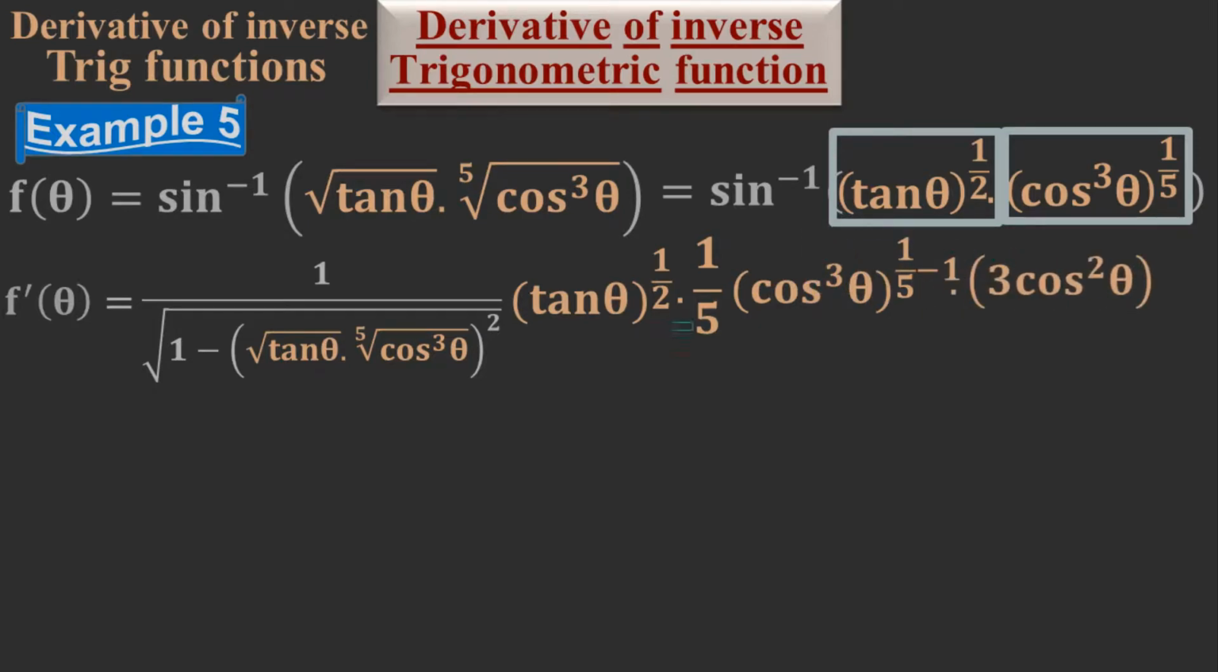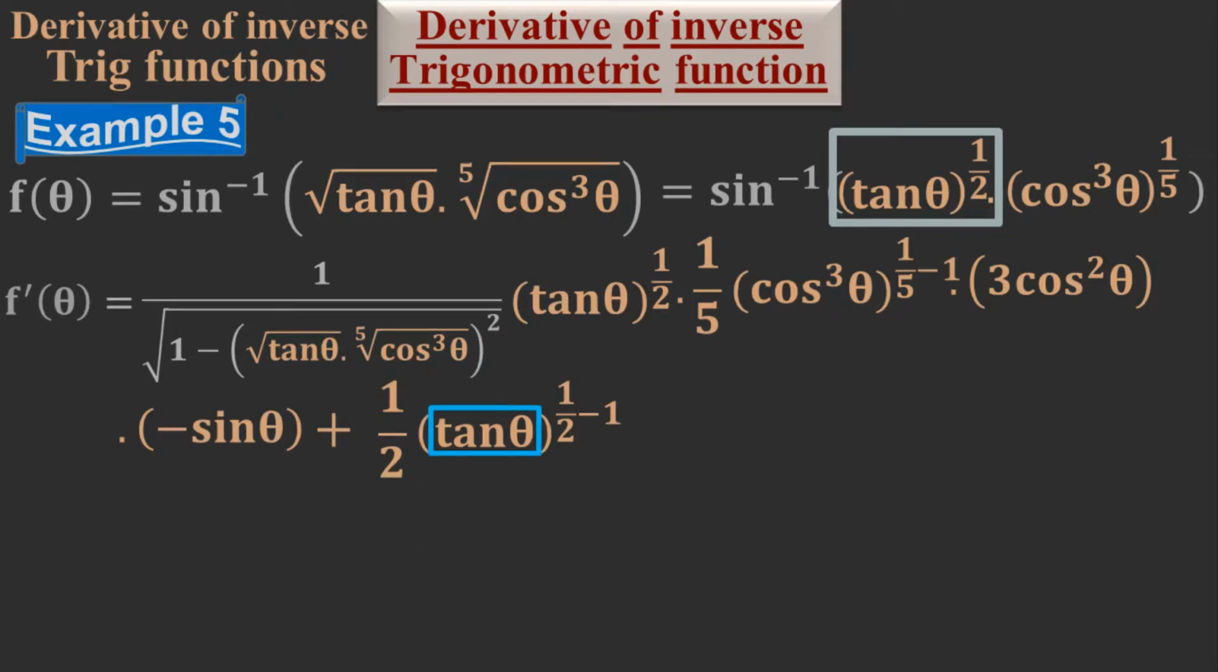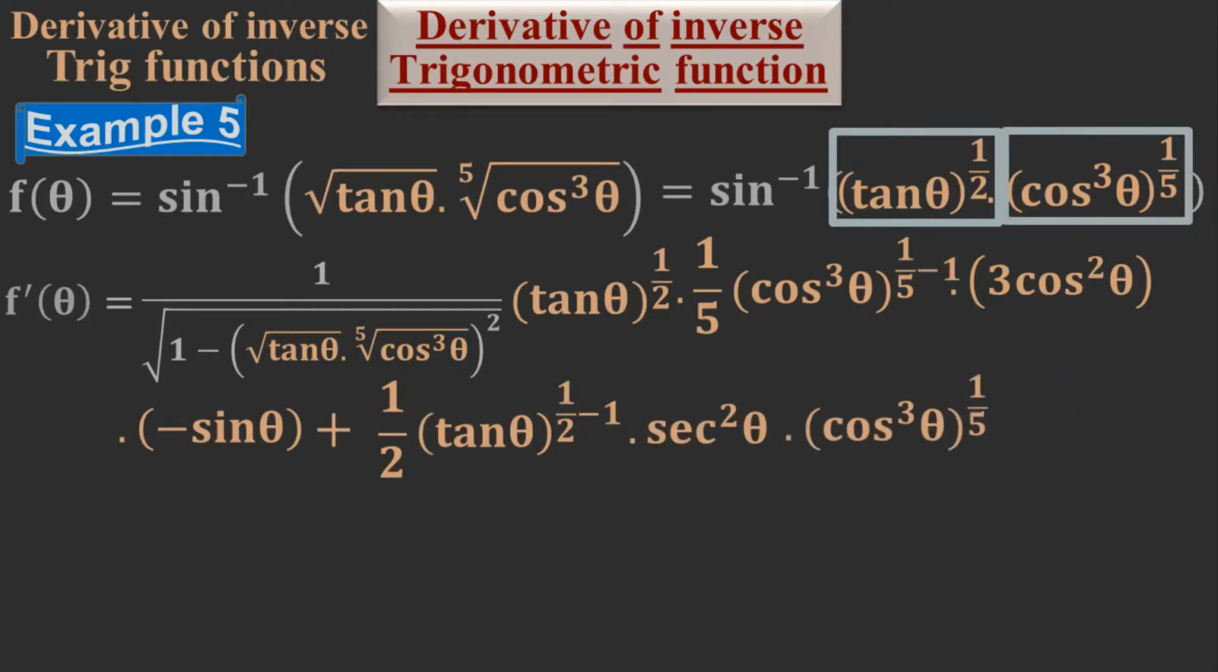And then the derivative of cos, which is negative sine theta, plus then the derivative of this tangent theta to the 1/2, which equals to 1/2 into tangent theta to the 1/2 minus 1. And derivative of the inner function, which is tangent theta. Derivative of tangent theta equals to secant square theta. And put the other term as it is. Just apply the chain rule here.